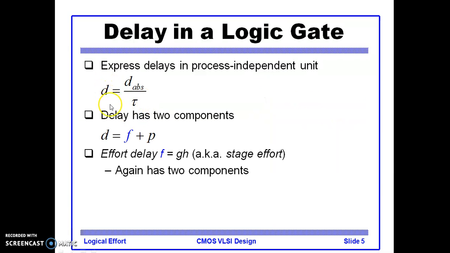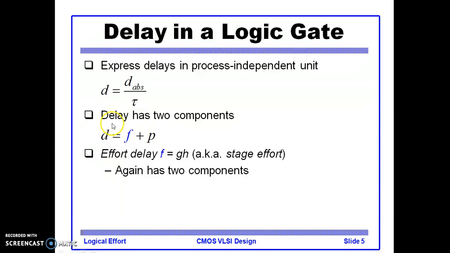And what does this delay consist of? Delay has two components, that is D is equal to F plus P. Here F is the effort delay, which is given by G into H. This is also known as stage effort, because we know that in order to achieve a particular goal, we are supposed to have different stages. So this F is nothing but the stage effort. What is the effort given by each of the stages? This F is given by G into H.